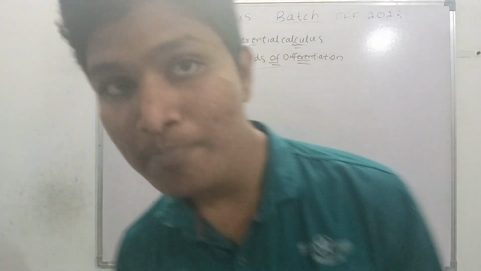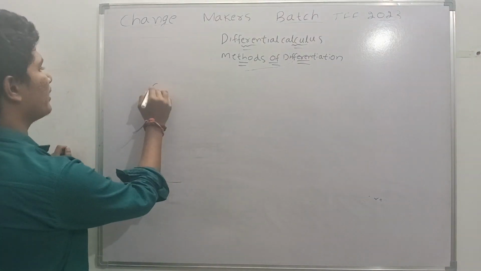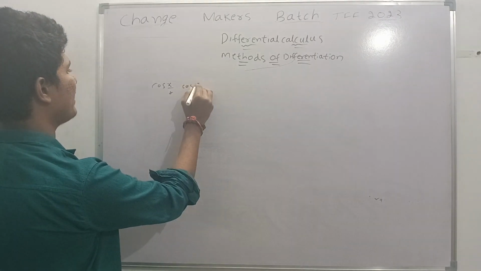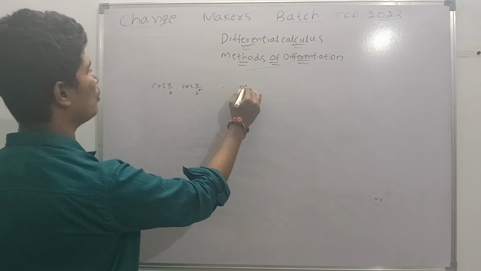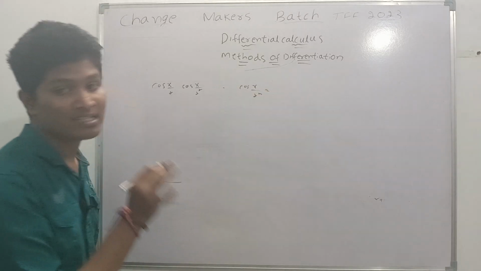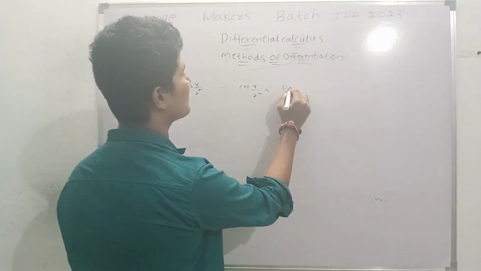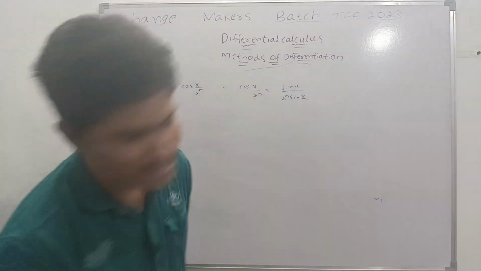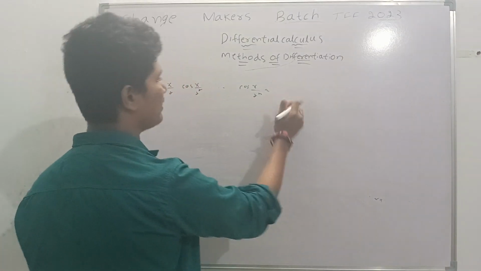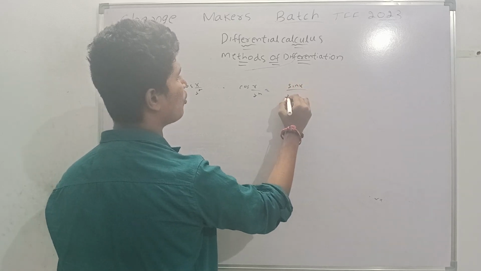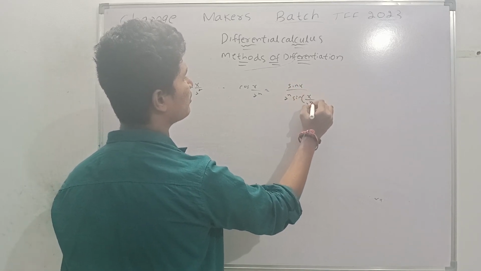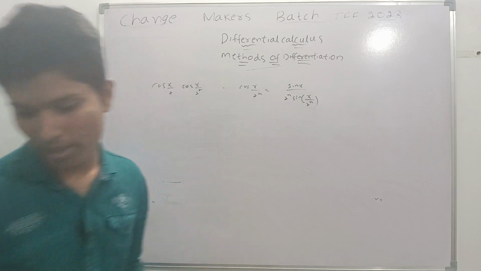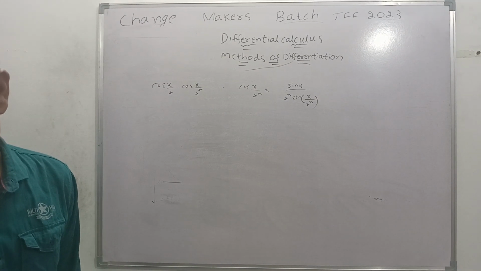And now there is an important formula you have to remember for the cosine series: cos x by 2 into cos x by 2 square, and it goes on like that up to cos x divided by 2 power n. The formula for this cosine series is sin x divided by 2 power n into sin of x by 2 power n.